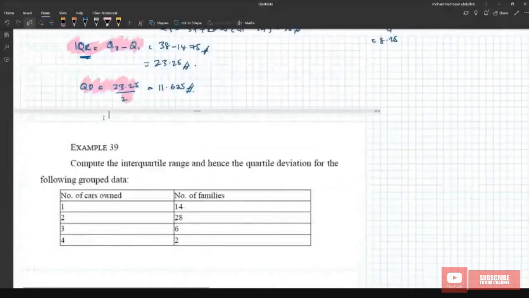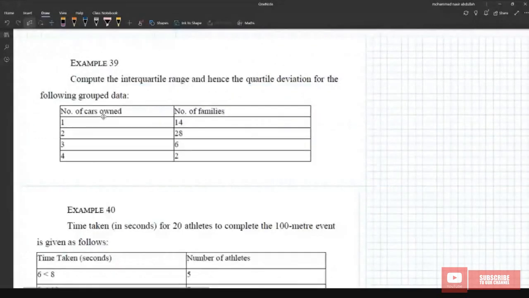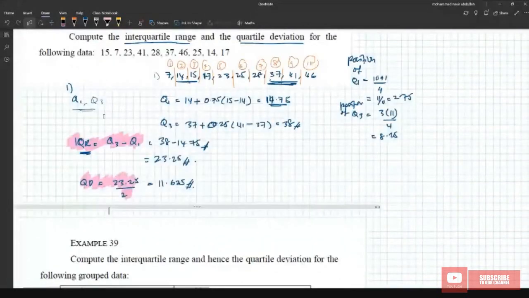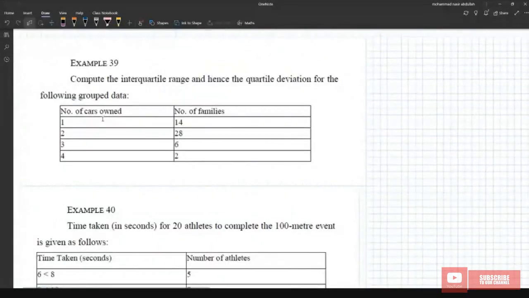Right. Can we continue? Example number 39. We just want to continue until example number 40. Then we take a 5-minute rest, and we will continue with box and whisker plot and measures of dispersion for variance and standard deviation.